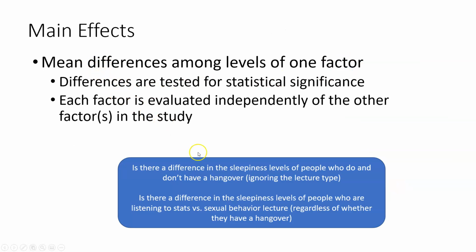Now, in the same example of hangovers here, a mean difference among levels of one factor would be considered a main effect. So we have to test for statistical significance to see if there is a difference in the sleepiness levels of people who do and don't have a hangover, ignoring the lecture type. Another main effect might be if there's a difference in the sleepiness levels of people who are listening to stats versus sexual behavior, regardless of whether they have a hangover.